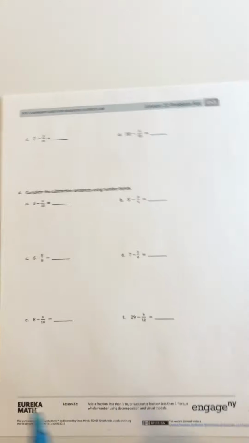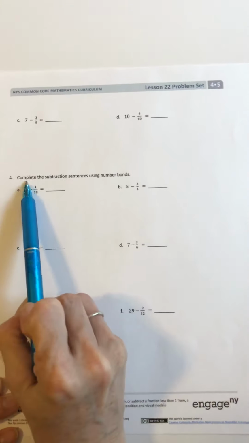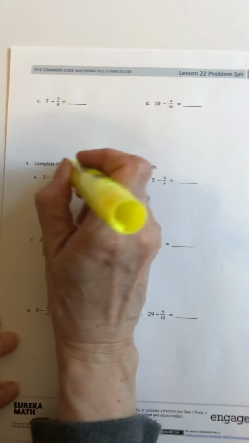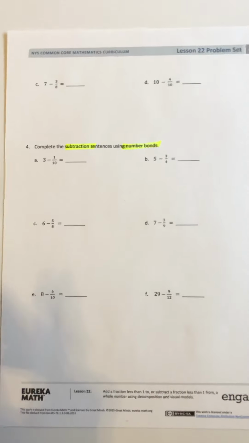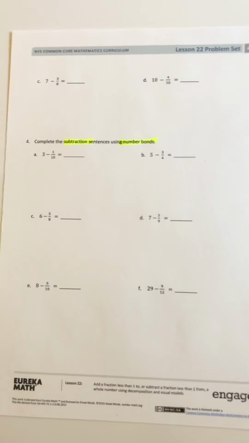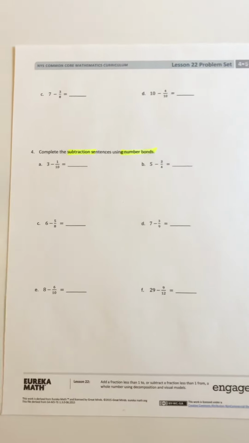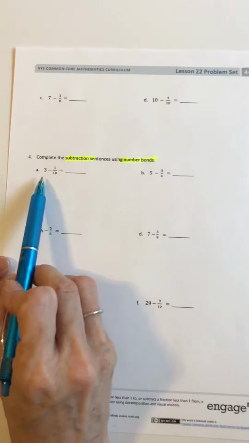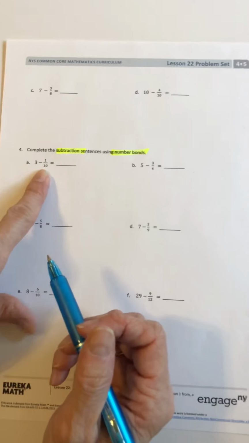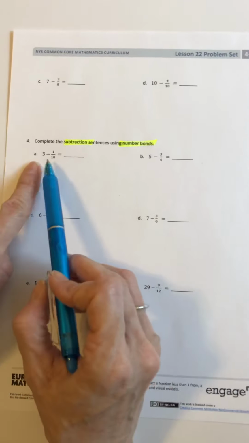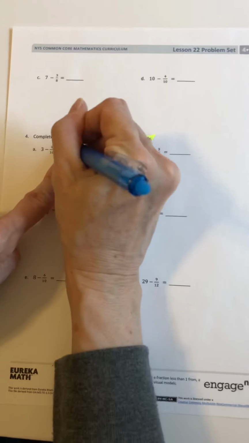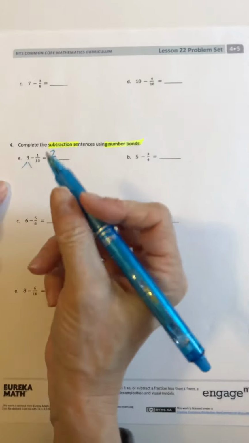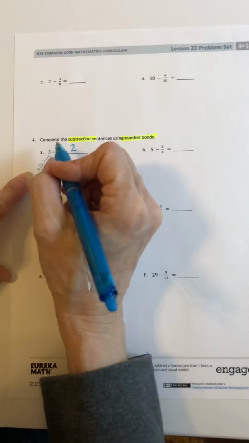Last but not least, for section 4, read with me. Complete these subtraction sentences using number bonds. So they're taking away your number line this time, and you're only using number bonds at this point. So if we take away our number line and we start with problem A, where we have 3 wholes, take away something. We're going to end up, if we take away from 3, we're going to end up somewhere in the 2 wholes range. And so let's break down our 3 wholes into 2 wholes plus 1 extra whole.